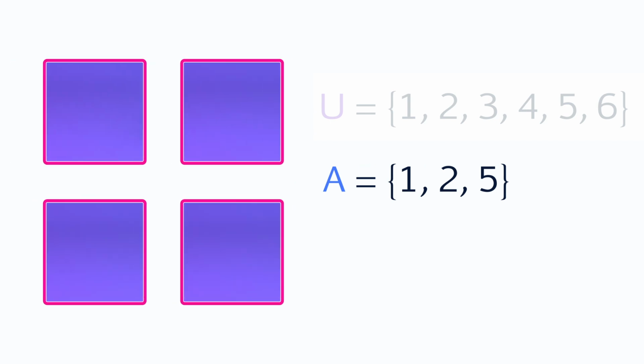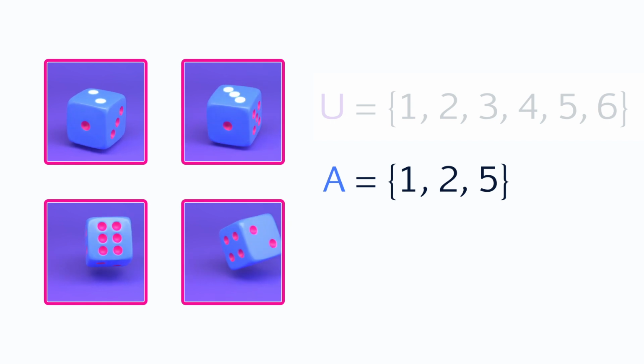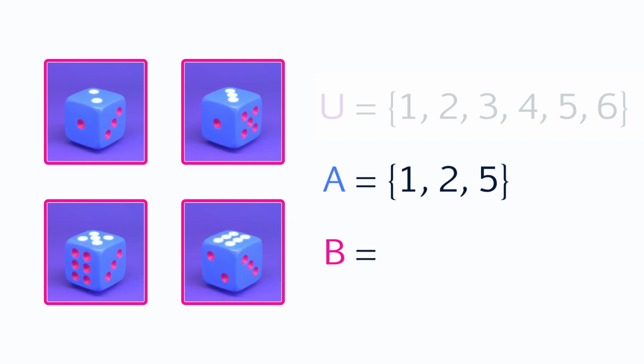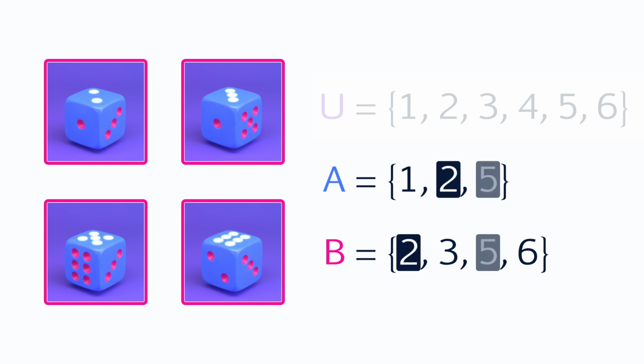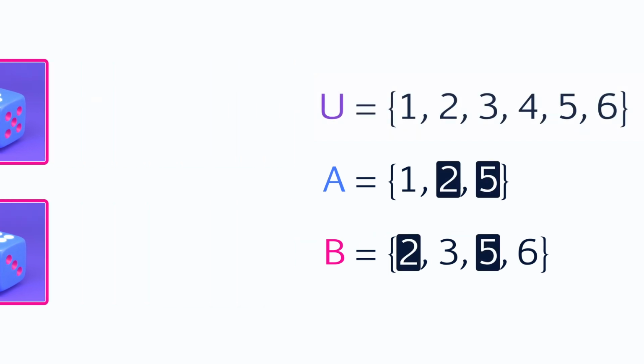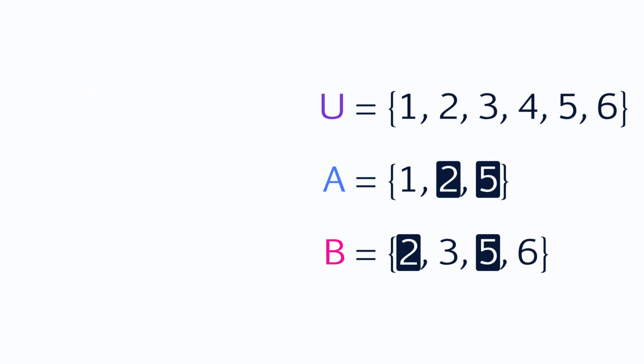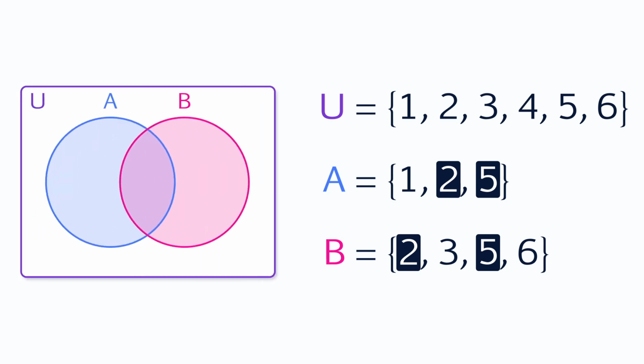Your teammate also rolls the die 4 times and ends up with subset B. Subset B contains the elements 2, 3, 5, and 6. Subsets A and B share the elements 2 and 5. Now, let's translate this information into a Venn diagram.